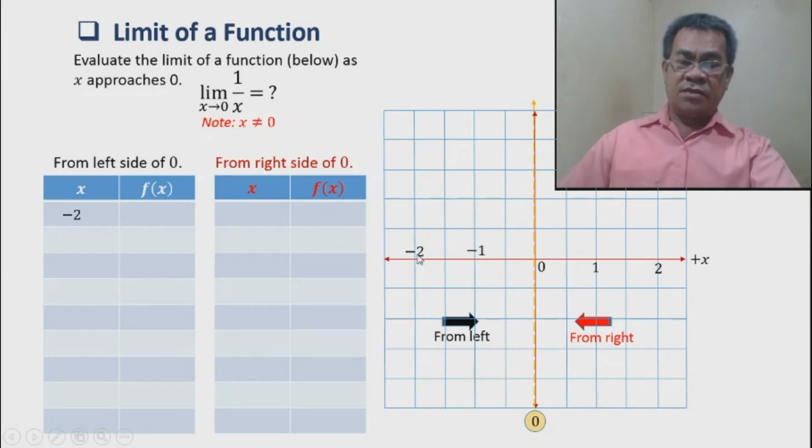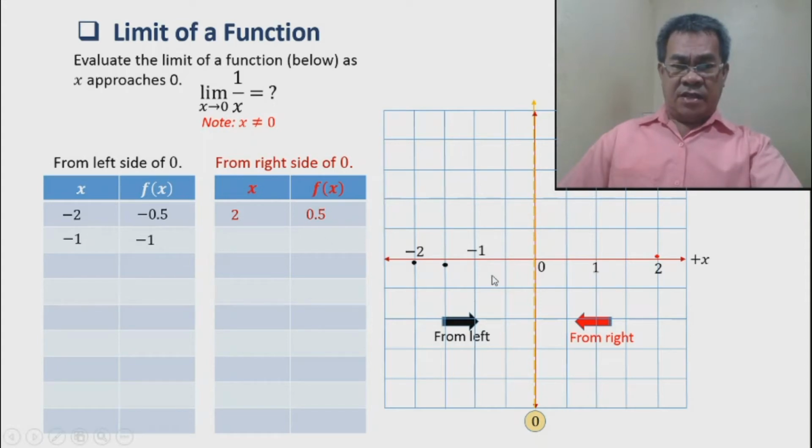Let us say x is negative 2. When x is equal to negative 2, the response is negative 0.5. So we have this value below. This is the third quadrant. Then when x is equal to 2, the response is 0.5, above this line in the first quadrant. Now move towards 0, let us say negative 1, the response is negative 1. So we have this value.